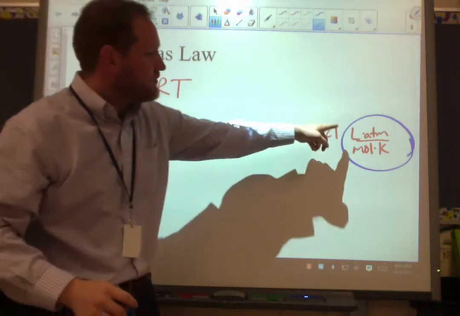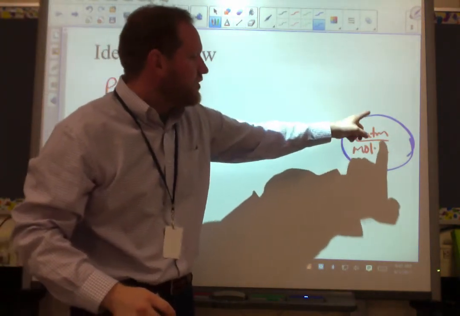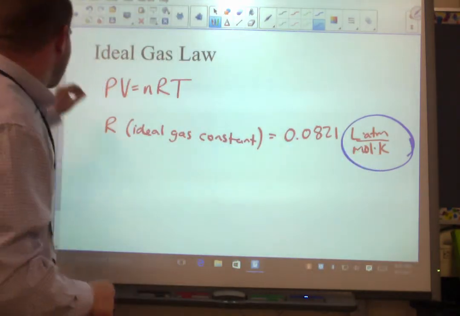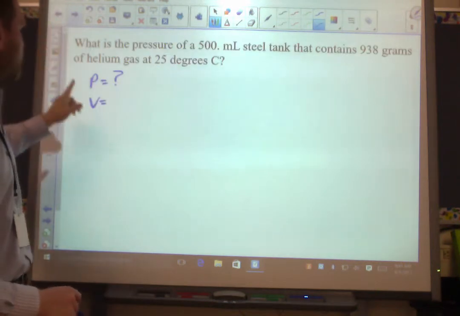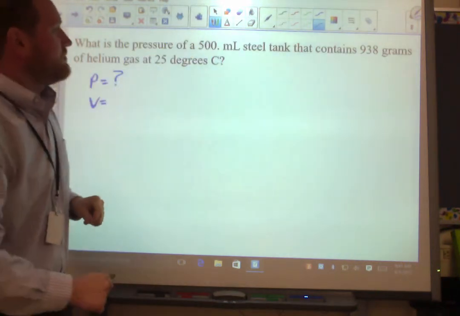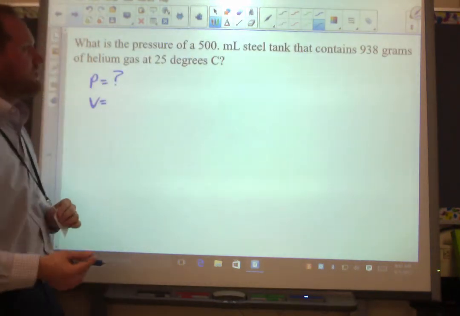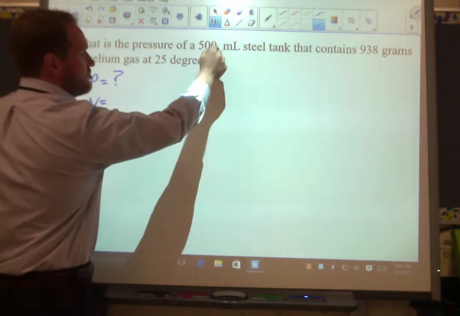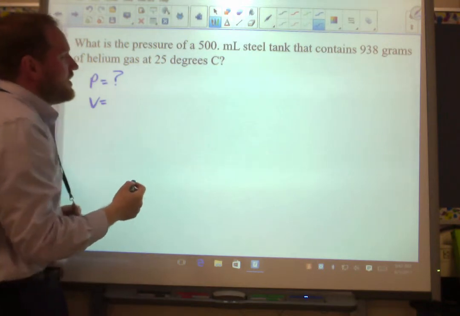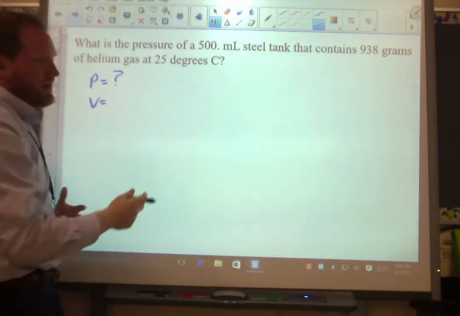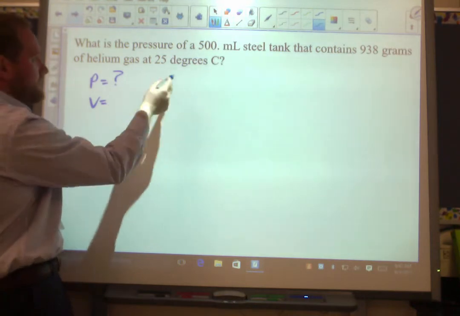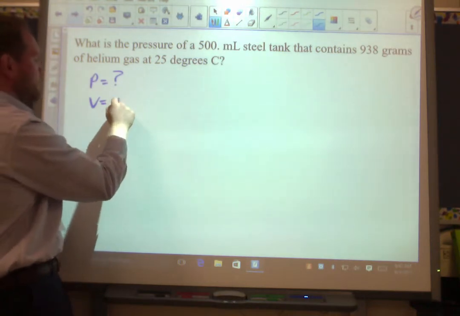So that means your volumes have to be converted into liters, your pressures have to be turned into atmospheres, and you need moles and Kelvin for your temperature. So for volume, the 500 milliliters, I need to turn that into liters. This I can do in my head. I can tell this is going to be half a liter. But if not, you can shift the decimal point 3 times, or divide it by 1,000, or really multiply it by 1 liter over 1,000 milliliters. So that's going to be 0.500 liters.